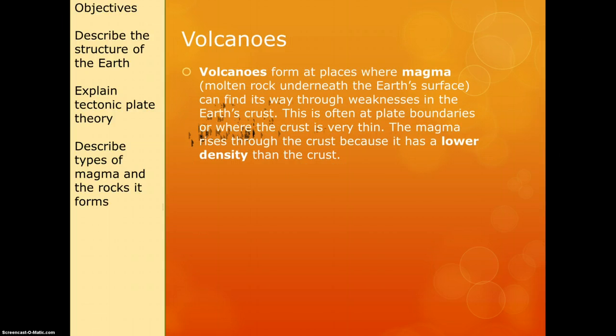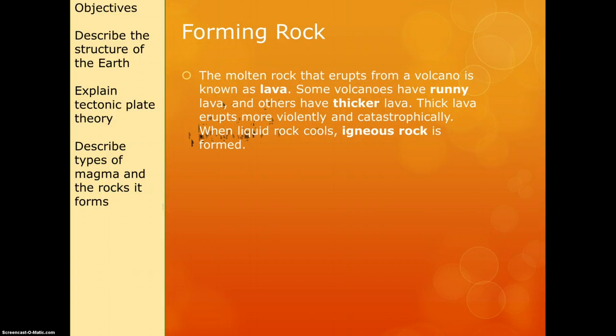Right, so volcanoes. Volcanoes are formed in places where magma can find its way through the Earth's crust, which, as I've said, often happens at plate boundaries. And the magma just rises up because it has a lower density than the crust, so it can just rise above it and come pouring out. The rock that erupts from volcanoes is known as lava. And there are different types of lava. We can get particularly runny lava, which moves quite quickly, and there's also thicker lava, which moves much, much slower. The thick lava comes from the really violent eruptions, but once it's come out, it travels very slowly.